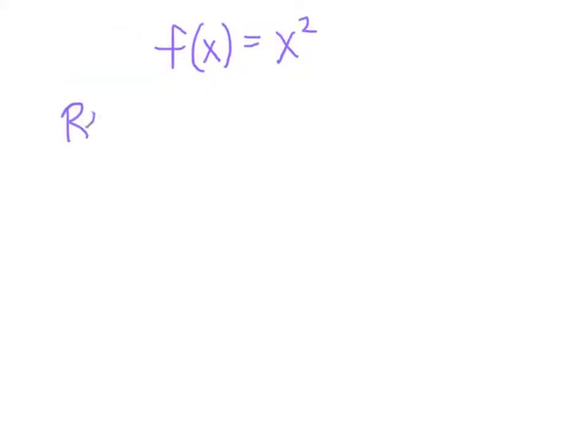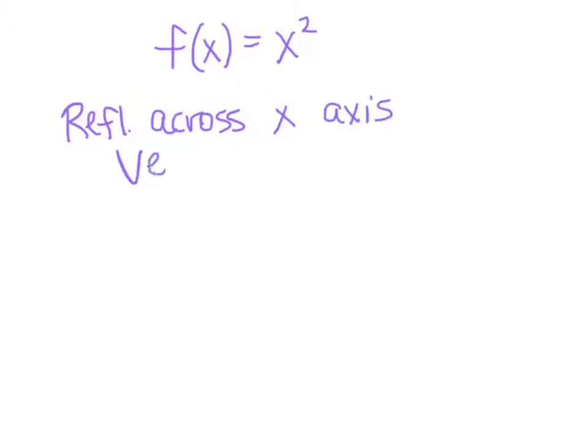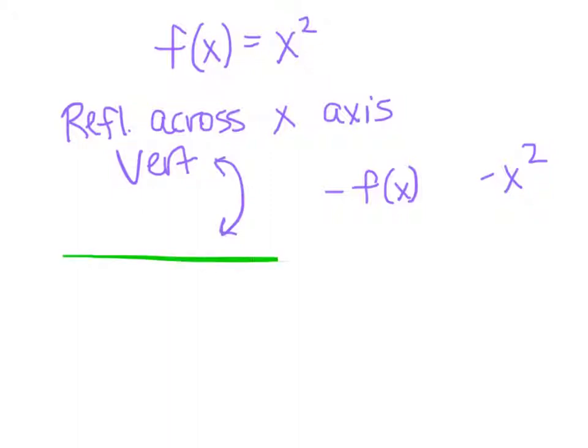Okay, if you wanted to reflect this parabola, this time we would reflect it across the x-axis. This could also be called a vertical reflection because the top goes to the bottom and the bottom goes to the top. The way we would write this is negative f of x, or I could write it as negative x squared.